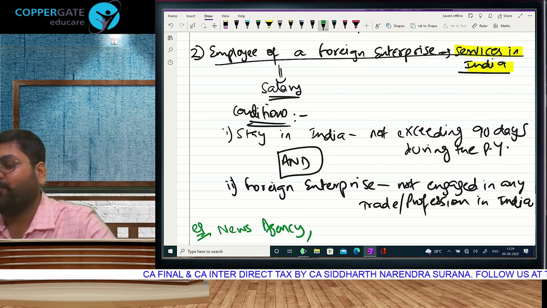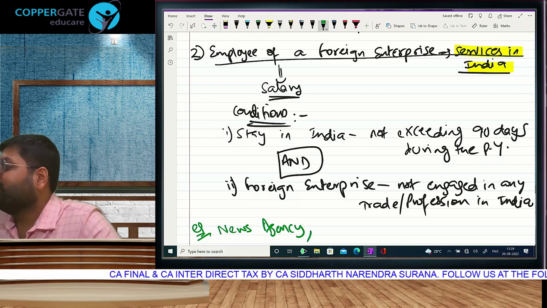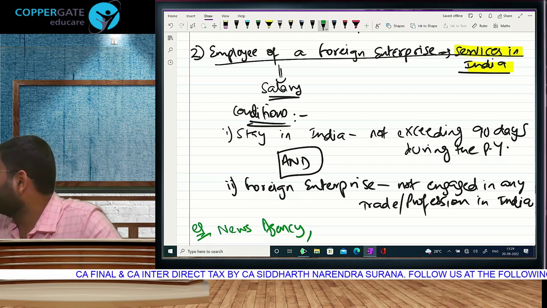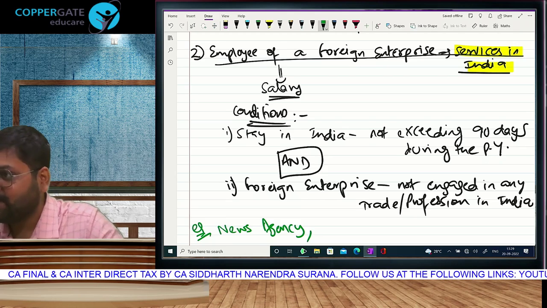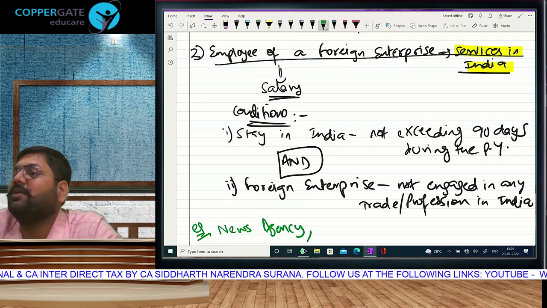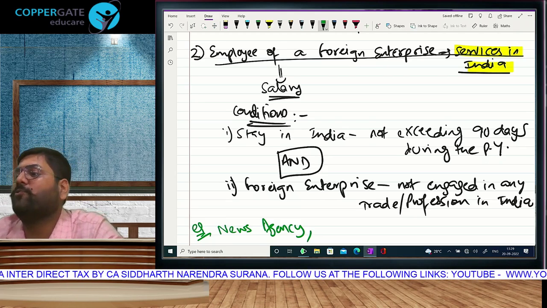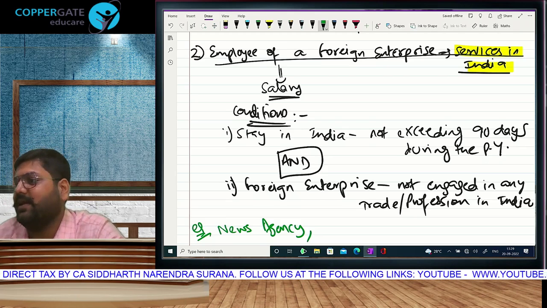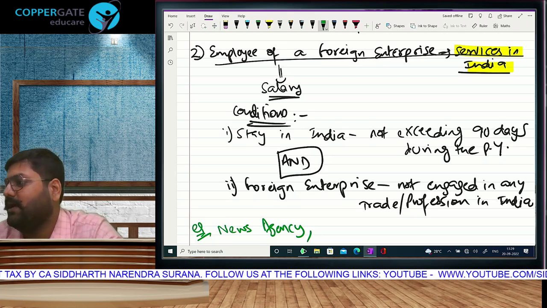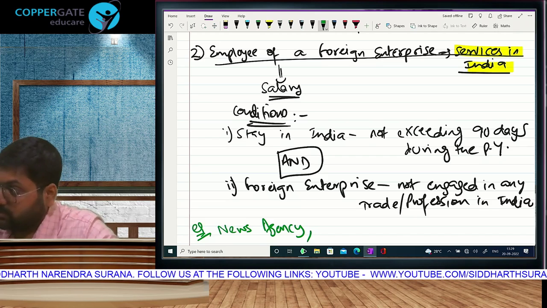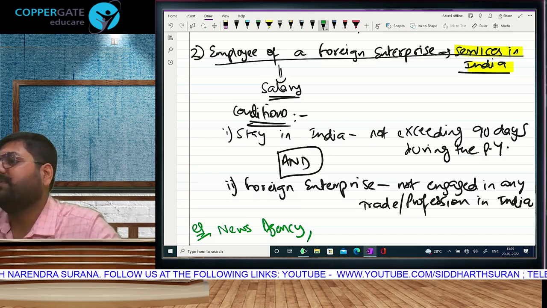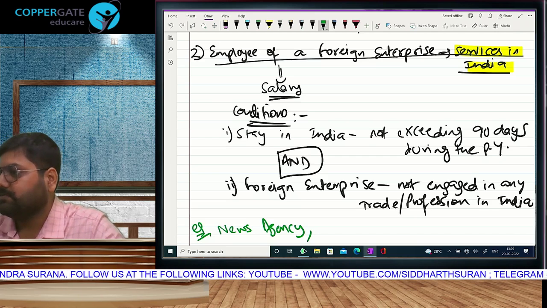That brings the likelihood, because before this example, this appeared impossible. Now does it appear likely possible? Those employees, in other words, a foreign news reporter spending up to 90 days in India, then the salary is getting accrued in India. It is Indian income, but we don't want to levy tax for such a small period.